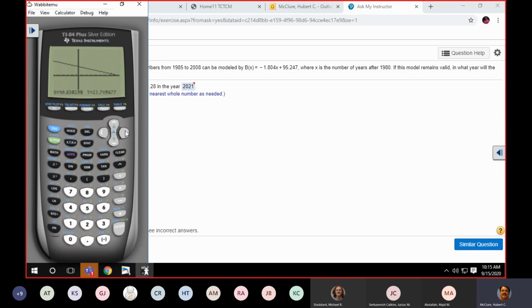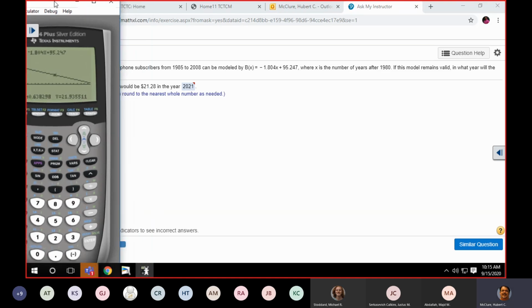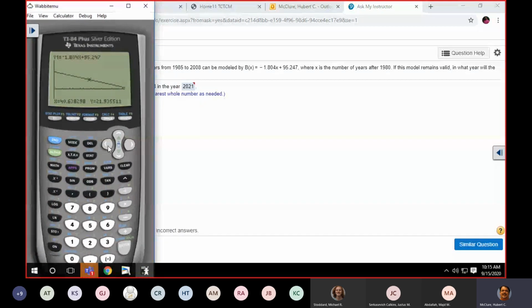I'm thinking out loud. Right in there. And now it's bigger, so when you hit trace now, you're looking for 21.28. So I'm going to go back. There's 21.16 or 21.17. So you're getting closer and closer by using trace. You can also use table, second table, and try to find where Y is equal to 21.28.